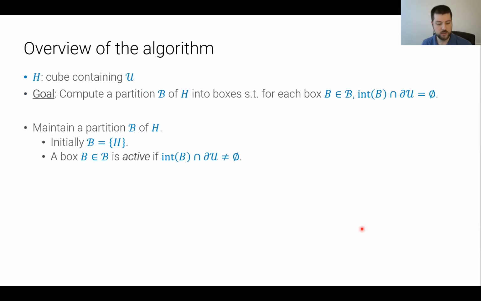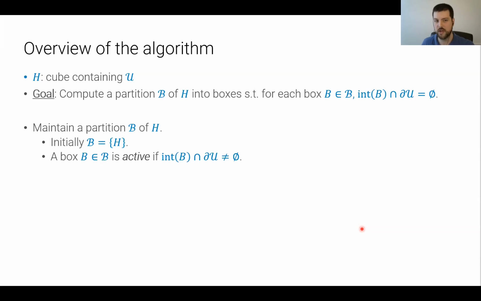Okay. So the setup here is we're going to take a cube that contains the union of all input cubes, denote that cube by h, and we're going to recursively partition h into smaller boxes until the interior of each of those boxes is not intersected by the boundary. Of course, in that instance, all of the boxes are either contained in the complement or in the union, and we'll take those that lie in the complement.